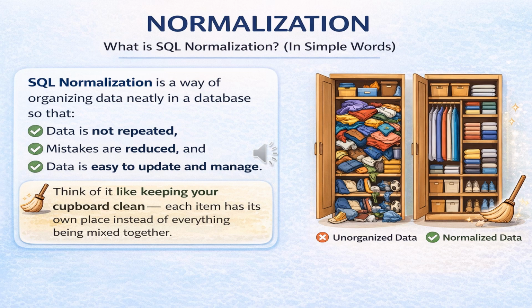SQL normalization. In simple words, SQL normalization is a way to organize data properly in a database. It removes duplicate data and avoids confusion. This helps keep the data clean, accurate, and easy to manage.